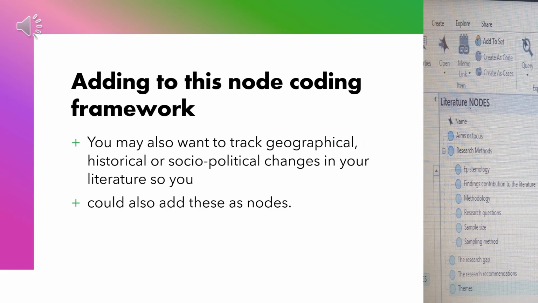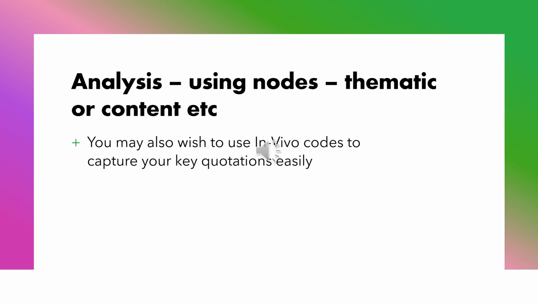However, you may want to track other features such as the geographical, historical, or socio-political changes in your literature. And if that's the case, then just simply add nodes. So you can extend the literature review nodes, add in social, political, historical, geographical as other nodes.